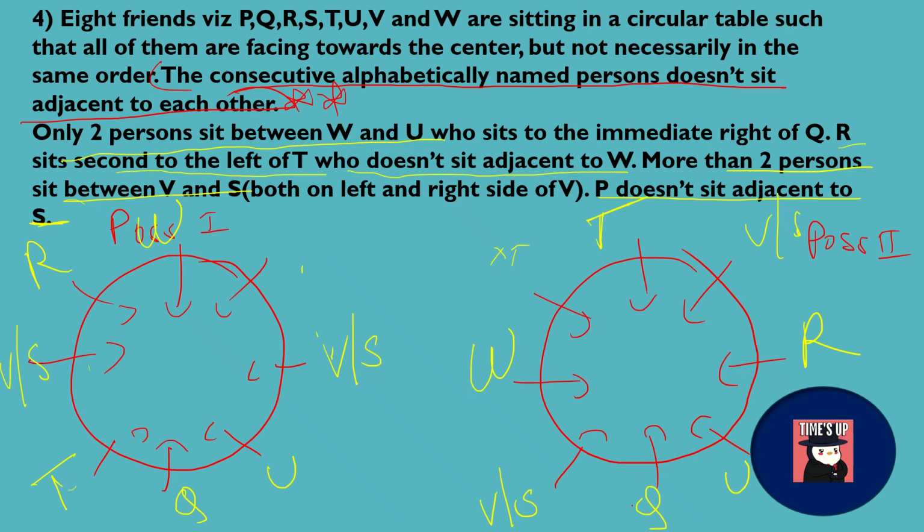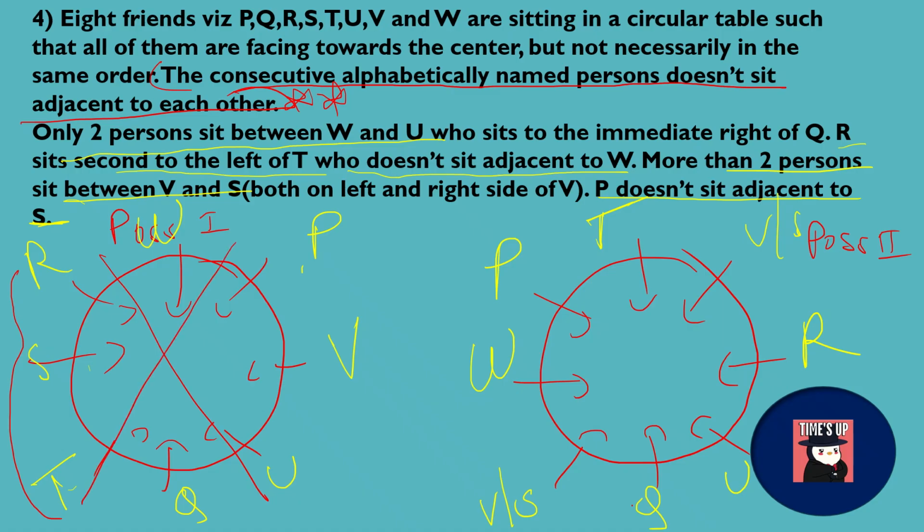One thing is remaining here, P, that will come. Here also in the second possibility, P will come here. Correct? So if I place, P is not sitting adjacent to S, correct? So I'll place V here and I'll place S here. But don't you think R, S, T is consecutive alphabetically arranged order? This should not happen, they have given in the question. So that's why possibility 1 goes wrong.